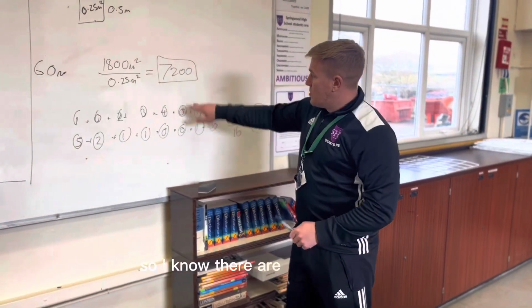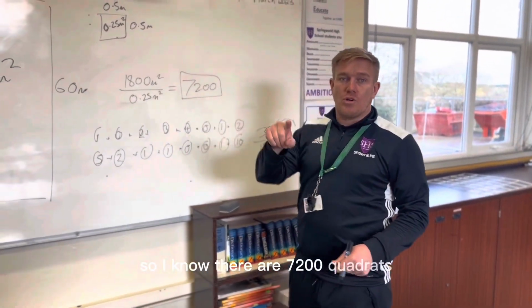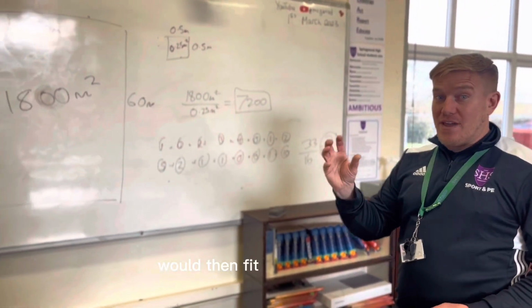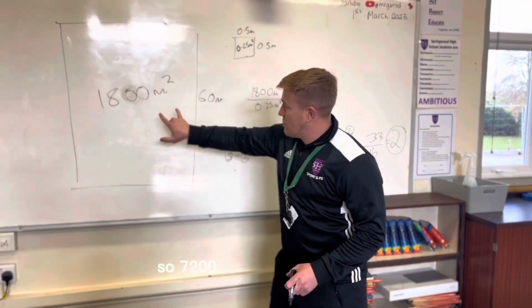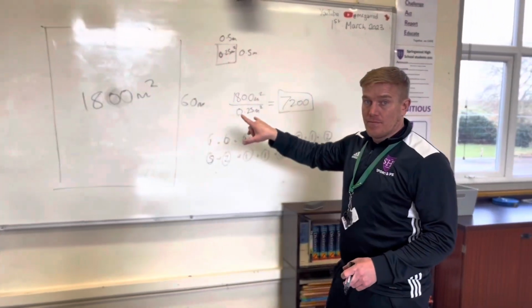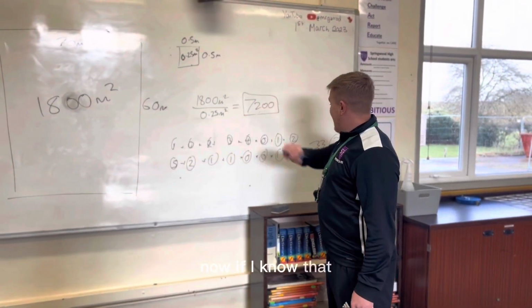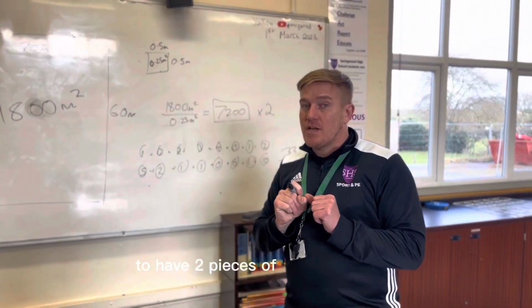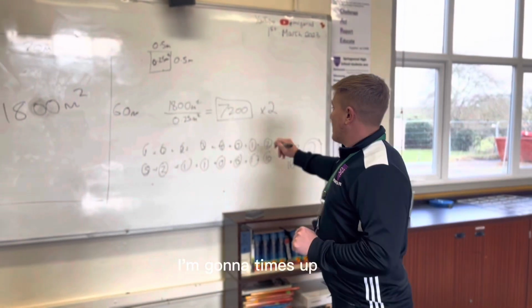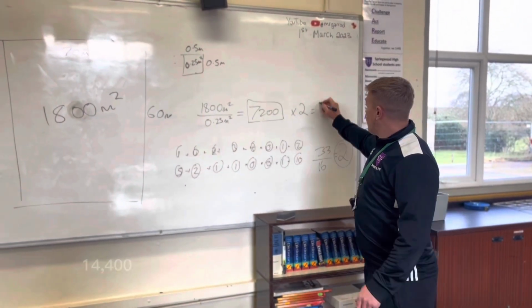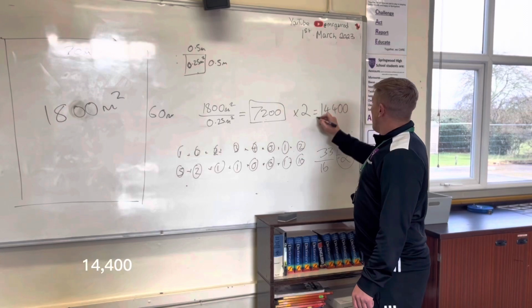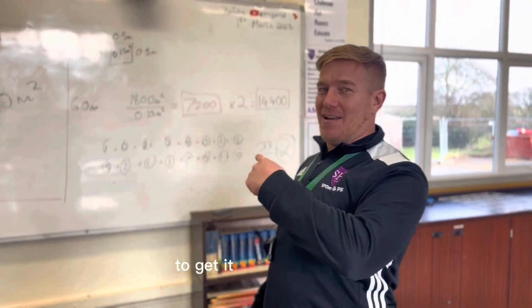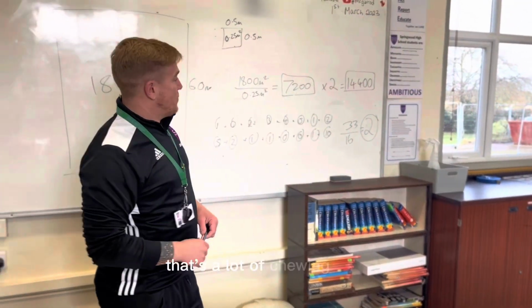So I know that there were 7,200 quadrats laid side by side on that playground. They would fit in that position. So 7,200 would fit in that area. Now, if I know that, and I know that every one is probably going to have 2 pieces of chewing gum in, I'm going to times that by 2. That'll give us 14,400 pieces of chewing gum on that playground. I think that's a case to get it washed. Do you? As you know, that's a lot of chewing gum.